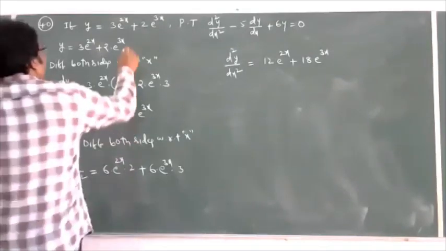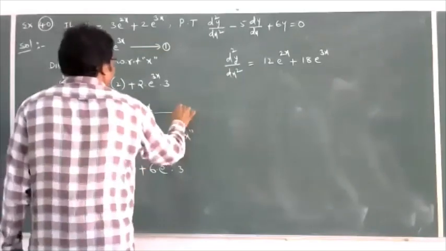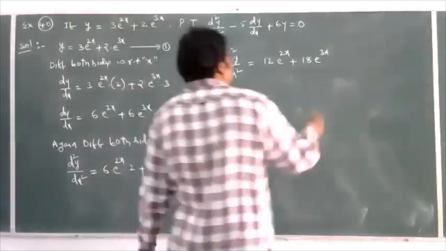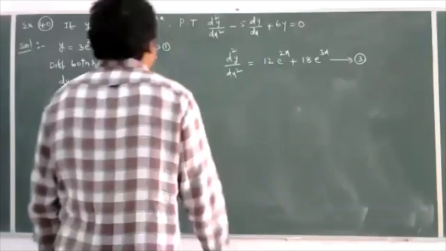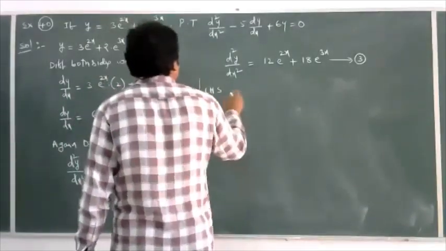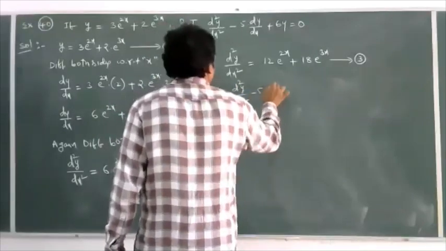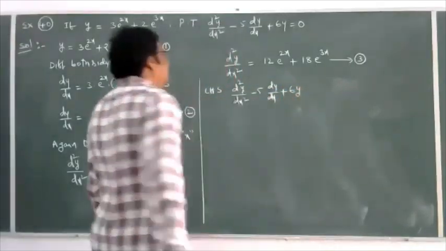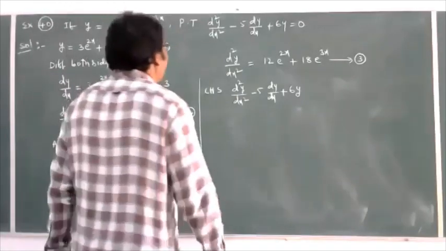So here, this is y, it is equation 1. This is dy by dx, this is equation 2. This is d square y by dx square, this is equation 3. Then substitute all values in LHS. That is, LHS is equal to d square y by dx square minus 5 into dy by dx plus 6y. This is LHS in the problem. So substitute these values here.